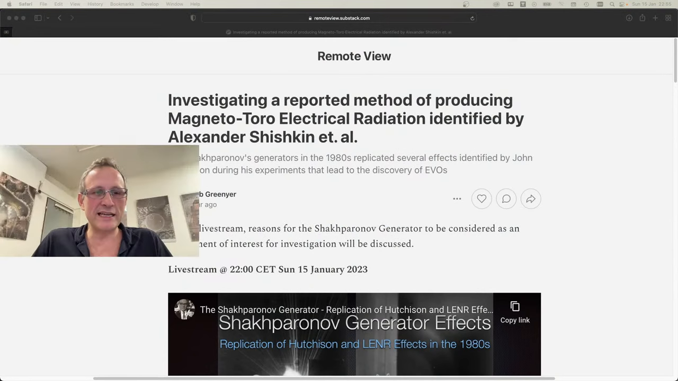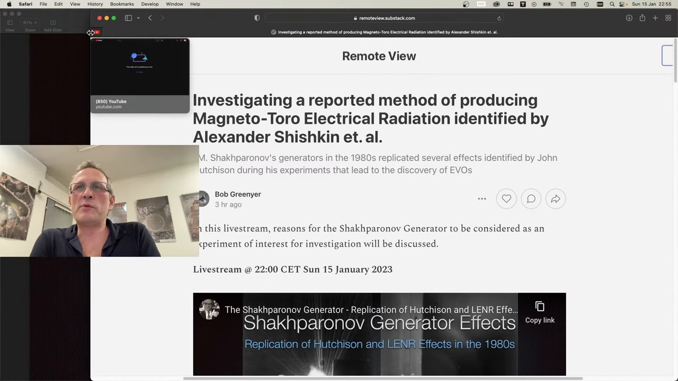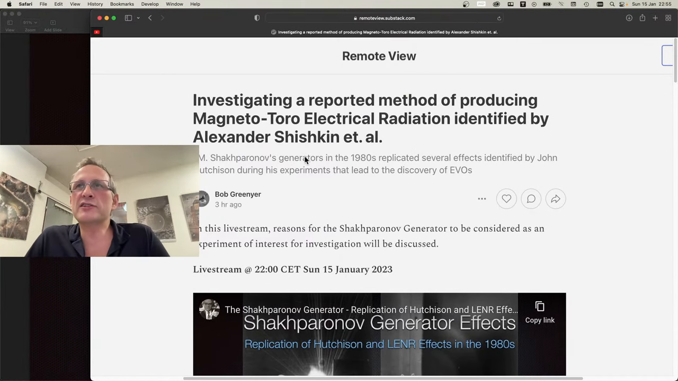The title of this presentation was Shakhparonov Generator. The more detailed version of that is what I have here, which is investigating and reporting a reported method of producing magnetotoro electrical radiation identified by Alexander Shishkin and his team at Dubna. That's Dubna, about 50, I think, kilometers north of Moscow, where a lot of the nuclear research was done and still is. And you will find out, if you go to your periodic table, which has all the super heavy elements being synthesized, a lot of those were synthesized in Dubna. So these are very serious guys that worked on this.